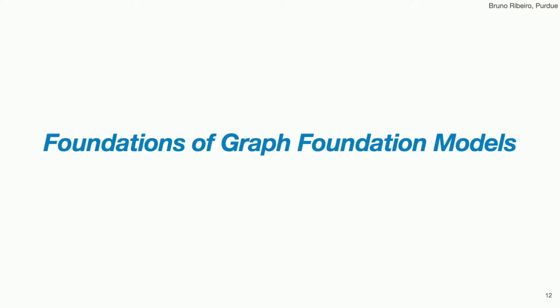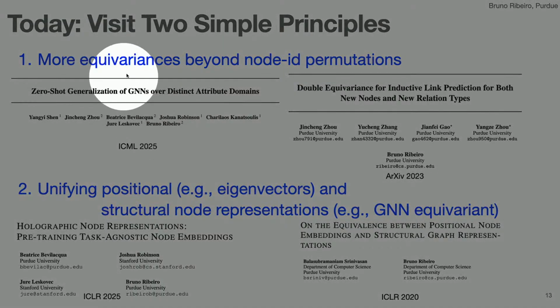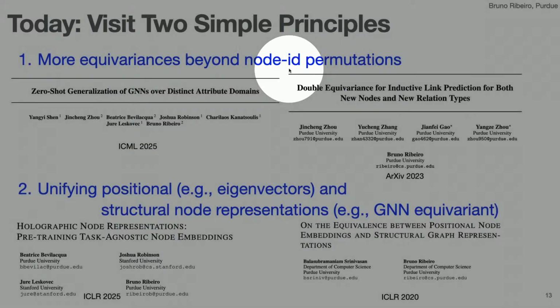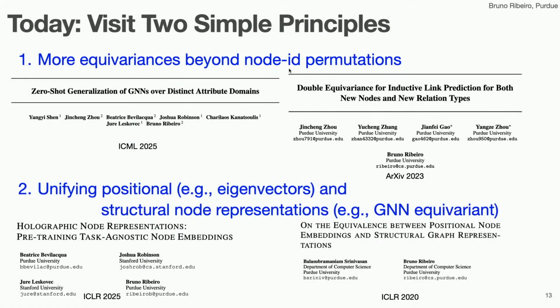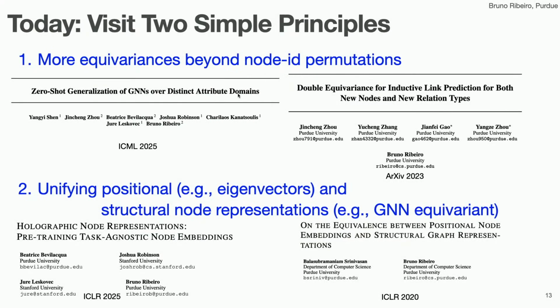Why am I calling this foundations of graph foundation models? I think that there are some interesting, simple principles that these models tend to have. So the first thing is, if you have more equivariances beyond node ID permutations that we usually do in graphs, then you can get a better generalization. So for instance, this idea of zero shotting over distinct attribute domains is an extra equivariance on the features, okay, that we are going to see.